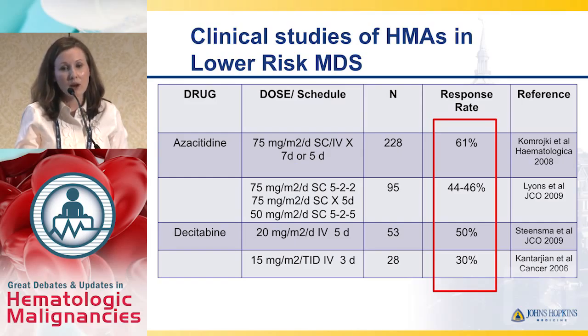The response rates are quite variable, from 30 to 60%, so this isn't bad, and it's about how we do in this group of patients. There are a lot of different schedules, and this is a fairly common question I get in consultation. There's no purported right or wrong here. The standard we all think about is 75 milligrams per meter squared a day for 7 days or 5 days. This has been looked at in a larger number of patients systematically, both by Dr. Kamraji and his group at Moffitt and others. The response rate reported in this particular group of patients was 61%.